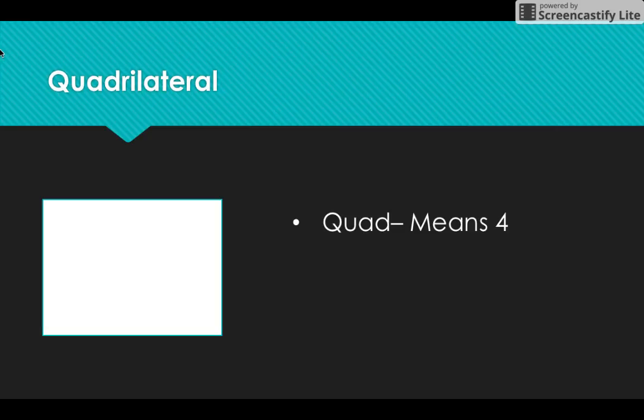Another example is the vehicle that you can take out into the desert to go out into the dunes is called a quad. And we call it that because it uses four-wheel drive. So again, the prefix quad means four. So this shape has four sides and four angles.